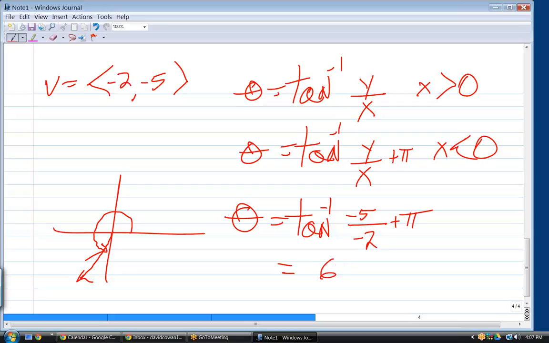68.19. So it's 68.19 plus 180, which is pi. That puts it in the proper quadrants. 248.19. Now, the other way to do that, the harder way as far as I'm concerned, I have yet to see the application where this other definition is better, but let's look at the other definition.